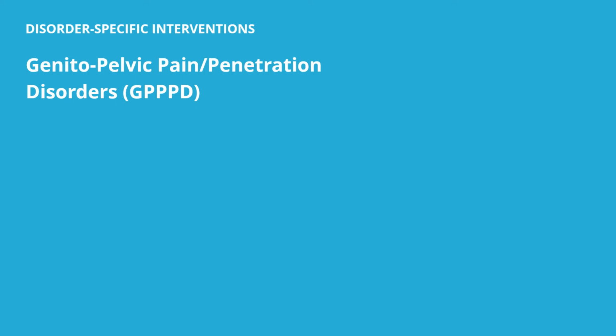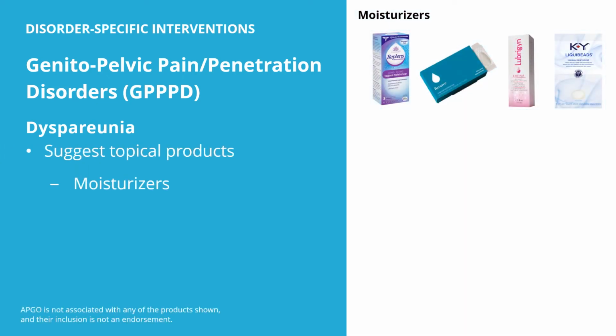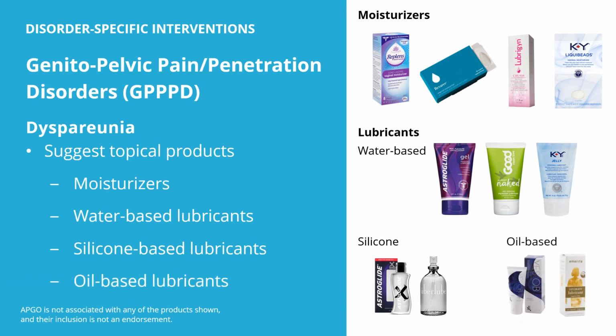Genitopelvic pain penetration disorders include dyspareunia and vaginismus. Treatments for dyspareunia caused by vaginal atrophic changes, part of the genitourinary syndrome of menopause, include non-prescription moisturizers which must be used on a regular basis to improve the elasticity and pliability of genital tissues. Moisturizers maintain vaginal health independent of coitus. In addition, there are many types of lubricants which are used to reduce friction during sexual activity. Patients should be advised to read labels carefully as lubricants have different bases. Only water-based lubricants should be combined with condom use.